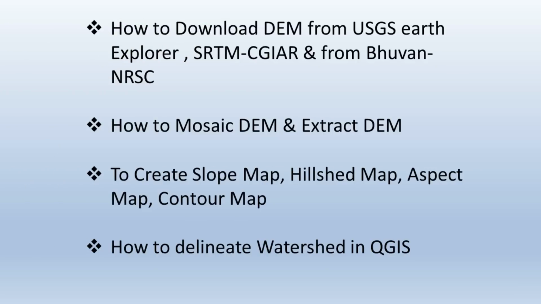What are we going to learn today? We'll learn how to download DEM from USGS Earth Explorer, from SRTM CGIAR and from Bhuvan NRSC. Then we'll learn how to mosaic DEM and extract DEM. Then we'll create slope map, hillshade map, aspect map and contour map. Then we'll delineate watershed in QGIS.